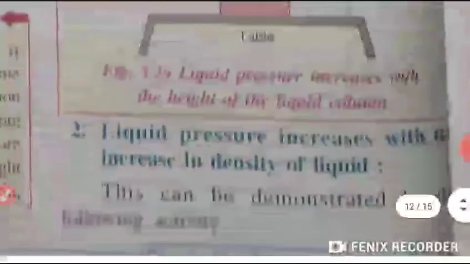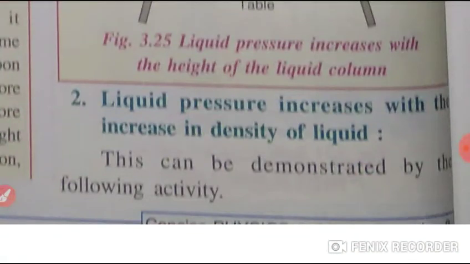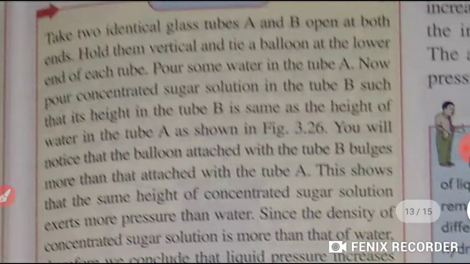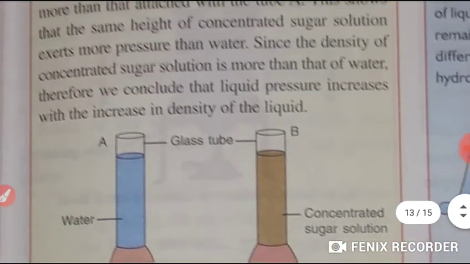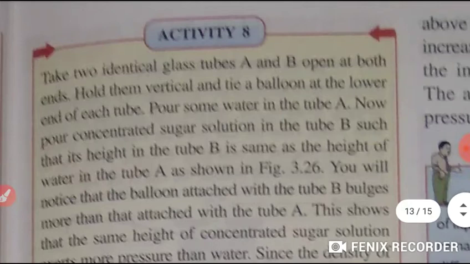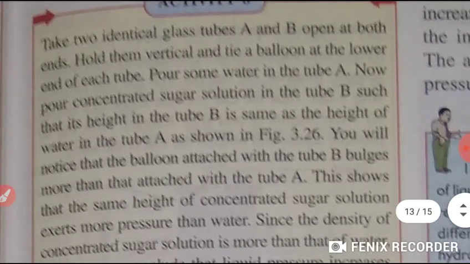Now let's see the second point. Liquid pressure increases with the increase in the density of the liquid. This we will see by the following activity. Students, you have to take two identical glass tubes, A and B. I will show you in the diagram, students, here like this. Two test tubes. Now both should be open at both ends. Now hold them vertically and tie a balloon in both of them.